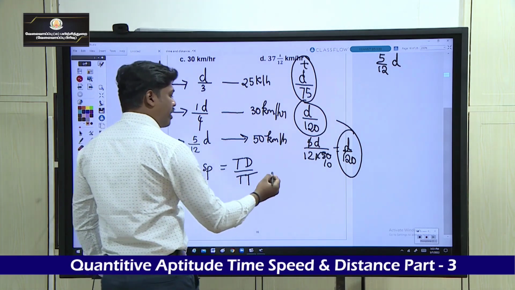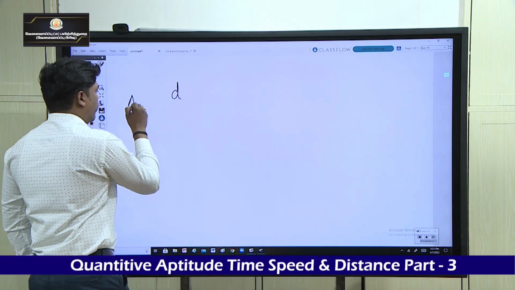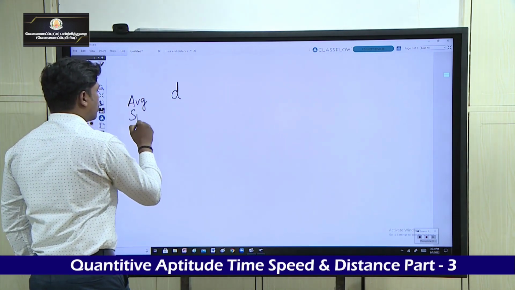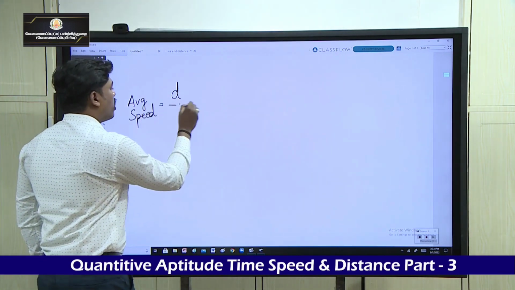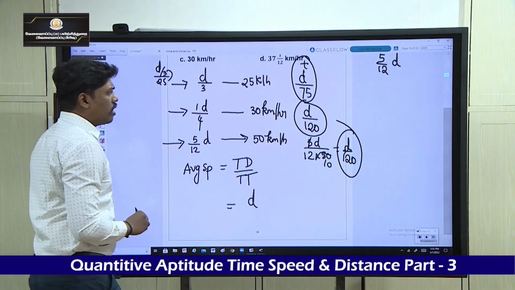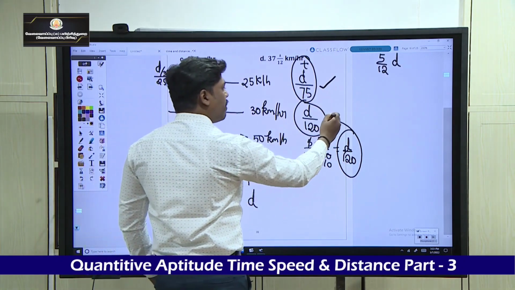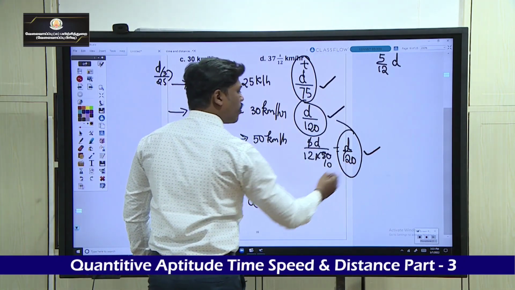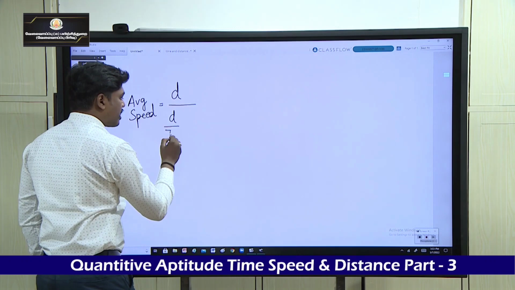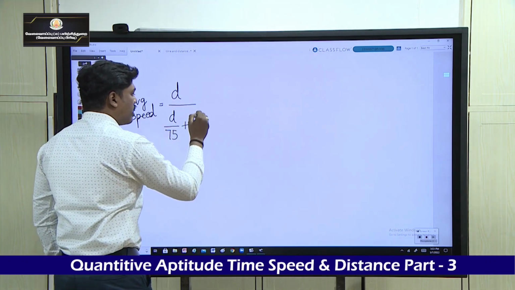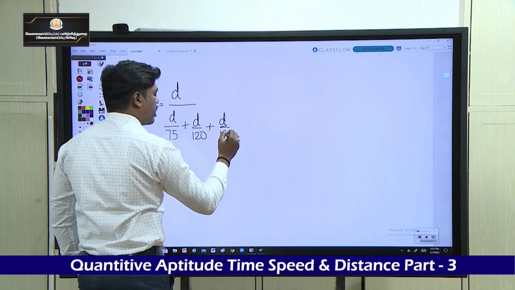Okay. What is the total distance? Total distance being d. We are asked to find out average speed. Total distance divided by total time taken. What's the time taken for the first part? d by 75. For the second part, d by 120. Third part, d by 120. So add all those values. First part, d by 75. Second part, d by 120. Third part, d by again 120.